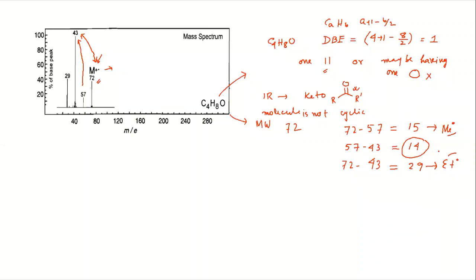Now if you can summarize these two spectra, what information are you extracting? You have C double bond O from the IR, and from this one you have methyl, you have ethyl. Yes or no?